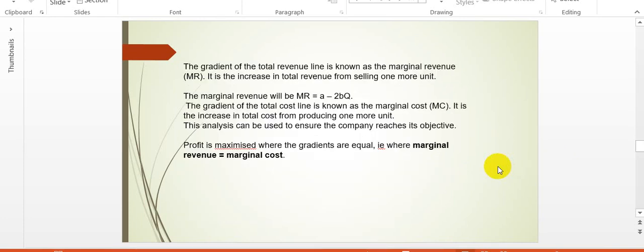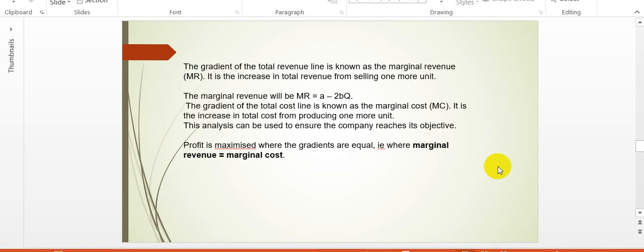But you need to apply this knowledge in the marginal revenue function formula. So the gradient of the total revenue line is known also as the marginal revenue. This is the increase in total revenue from selling one more unit, and is given by the formula MR equals A minus 2BQ.